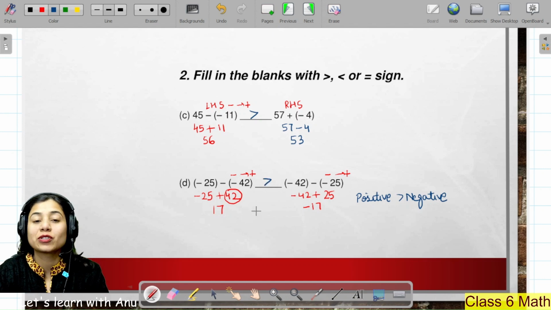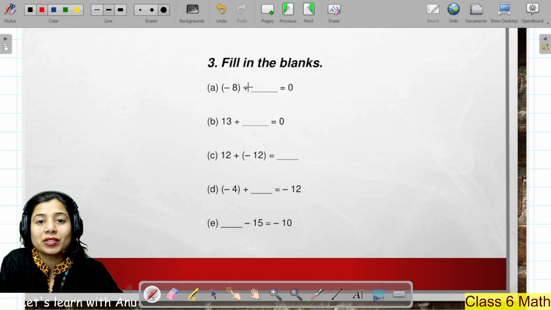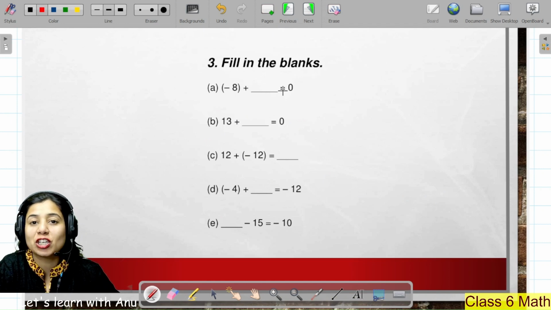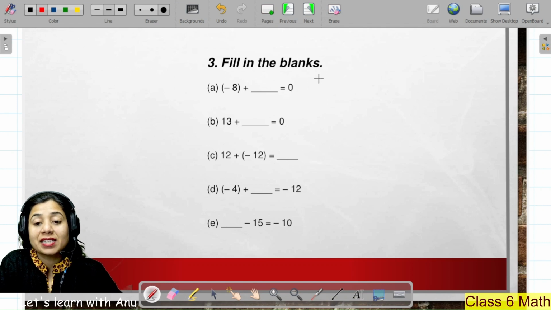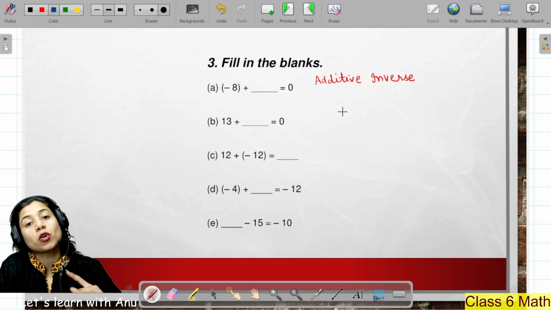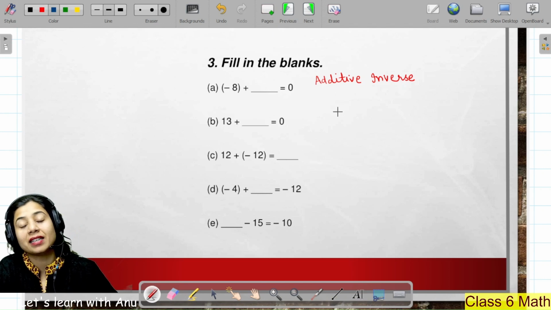So moving ahead to question number 3. Question number 3 is fill in the blanks. So A part is minus 8 plus dash equal to 0. So class, here we are talking about additive inverse. In the previous video I explained it, but I'll repeat it again. Additive inverse means when two integers with opposite signs are added, the resultant is 0.